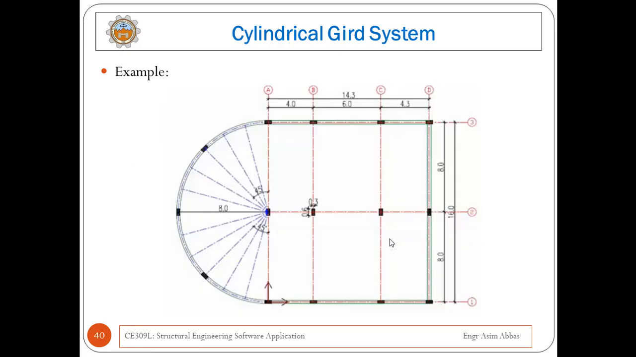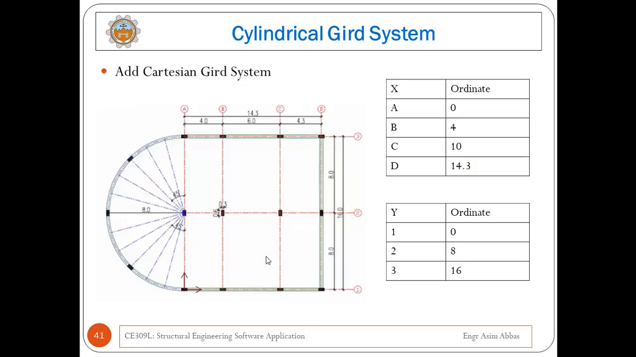Now, in this example there are two different types of grid system involved. One is cylindrical and the other is rectangular. So let's see how to develop two grid systems in a single model. First of all, I will add the Cartesian grid system.